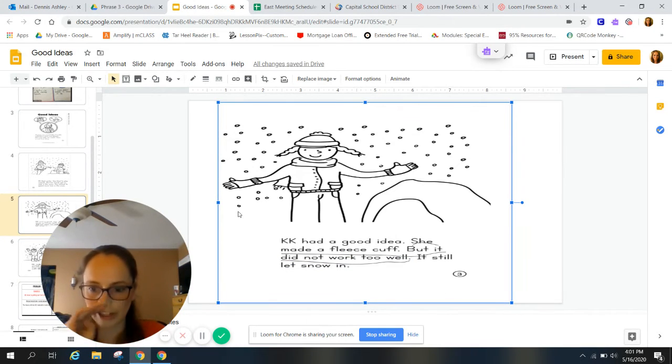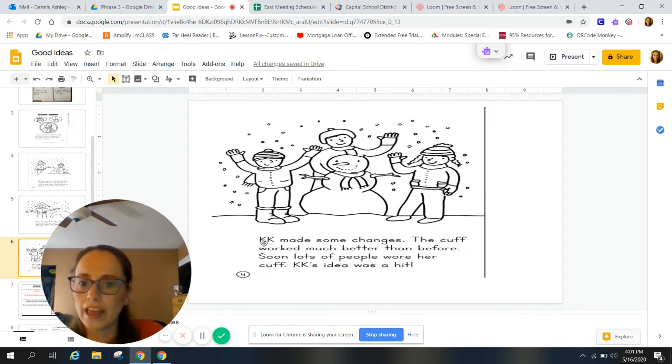So let's figure out what the solution was. So we know that she made a fleece cuff and it didn't work too well. So let's keep on reading and figure out what the solution was. It still let snow in. So we still have a problem. KK made some changes. The cuff worked much better than before. So what was KK's solution? Good job. KK made some changes. So she made some changes and it made the cuff better. So that would be our solution.